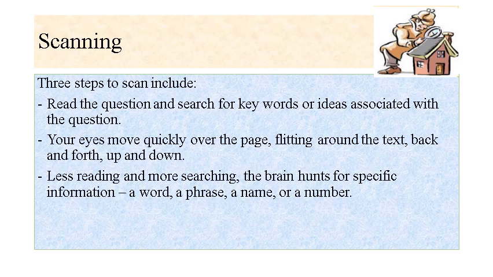Read the question and search for keywords or ideas associated with the question. Your eyes move quickly over the page, flitting around the text, back and forth, up and down. Less reading and more searching. The brain hunts for specific information, a word, a phrase, a name, or a number.